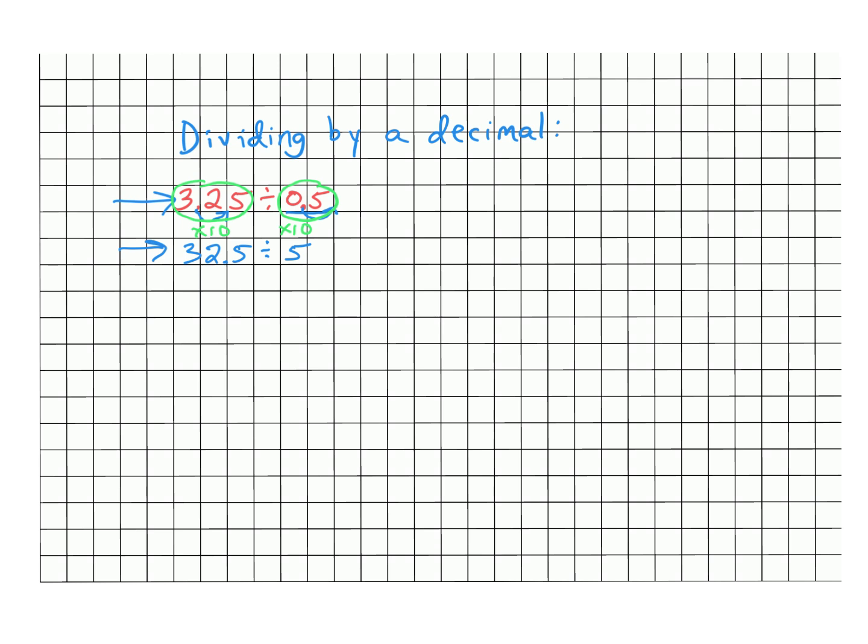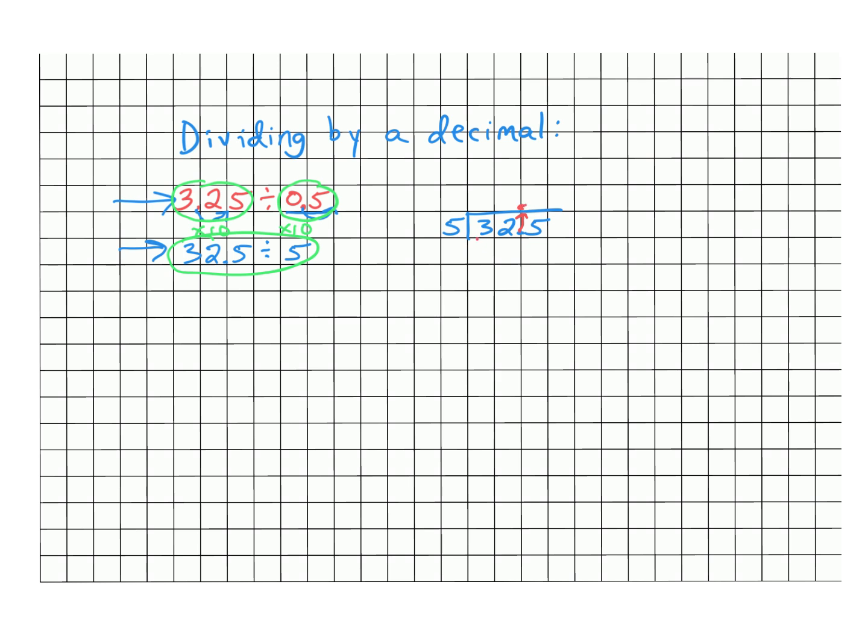So I'm going to get the same answer if I just go through and do 32.5 divided by 5. So let's go through and do that. So now I have 5 on the outside. I have 32.5 on the inside. And just like before, I'm going to take my decimal point, I'm going to move it straight up, and now I'm just going to do division.